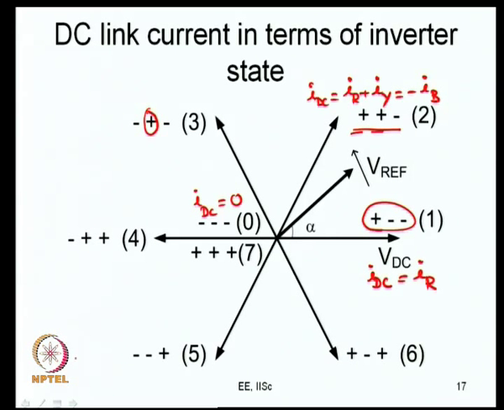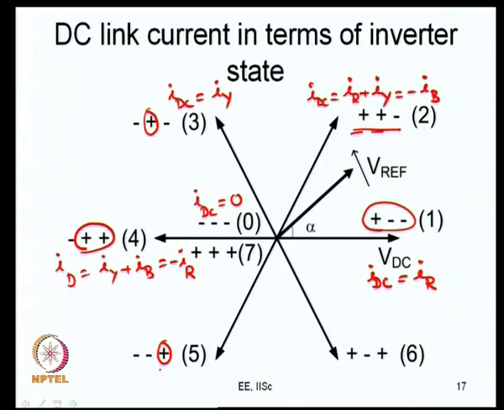Only SY is equal to 1 in this case, and therefore, you have IDC equals IY. Then how about inverter state 4? Here SY is equal to 1 and SB is equal to 1 and SR is equal to 0. Therefore, you have IDC equals IY plus IB, and what is that equal to? Minus IR.